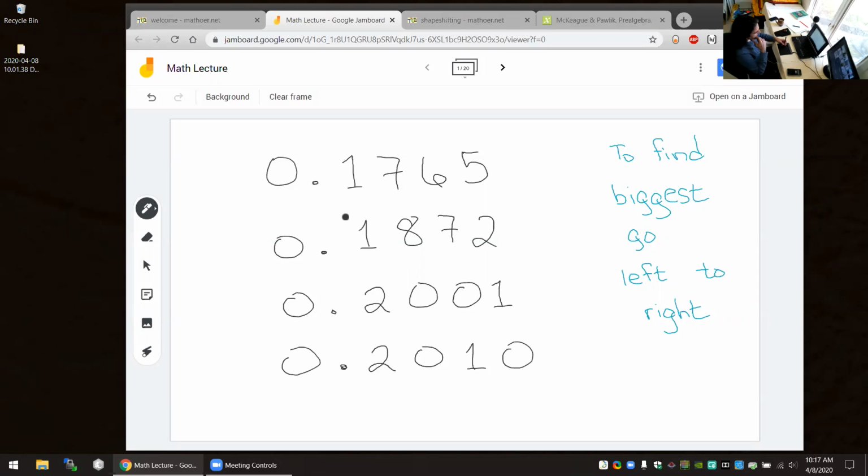Then I keep going. For now, I'm going to only look at the two that were the biggest ones because they had more tenths. So for hundredths, they have no hundredths. For thousandths, this one has 0 thousandths, and this one has 1 thousandth. So this one has more. So that's our biggest so far. And that means this other one that also had 2 tenths is going to be second biggest.